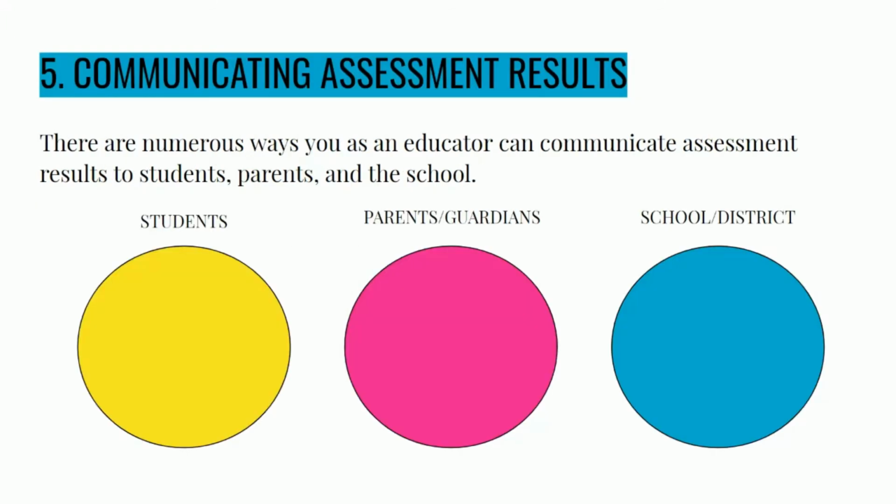Now let's take a look at ways you can communicate assessment results. There are numerous ways you can communicate assessment results that I'm sure you can find, but here are some main ones that you can use to communicate with students, parents, and the school and district. So for students, you could provide daily informal feedback. This could involve walking around the classroom and providing corrective feedback or informing the students on what they're doing well.